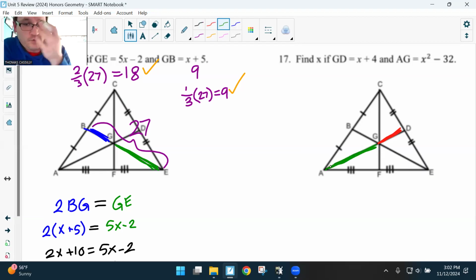I see a squared. You know what that means? We're probably going to have to factor. So let's look at this. GD is the smaller one, so I'm going to double it. 2 times GD is going to be equal to AG.